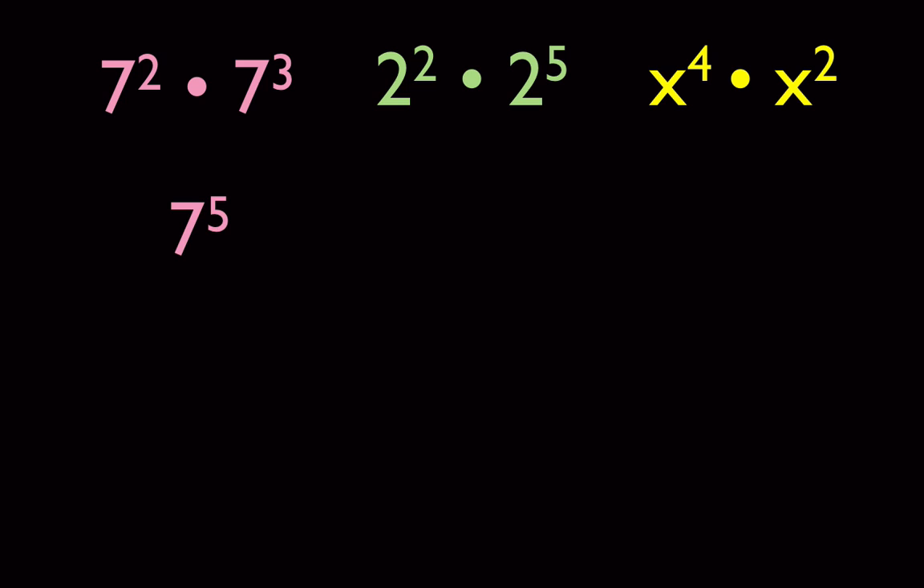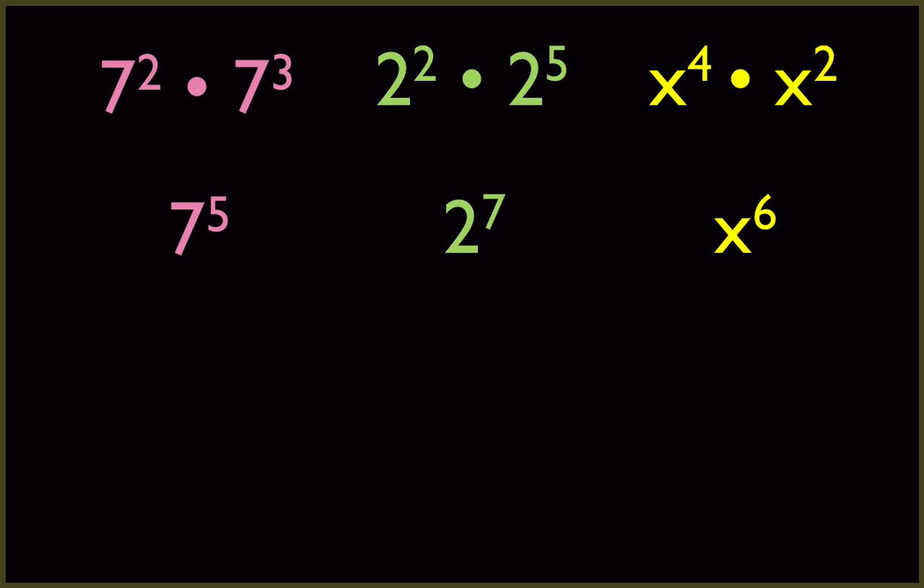Okay, so moving along, 2 plus 3 is 5, 2 plus 5 is 7, and 4 plus 2 is 6. Notice I did not change my bases on any of the three. This remained a 7, this remained a 2, this remained an x. That's a very important concept as you go forward in algebra.